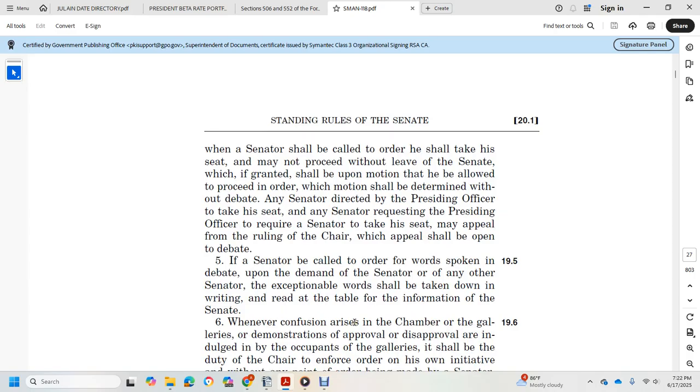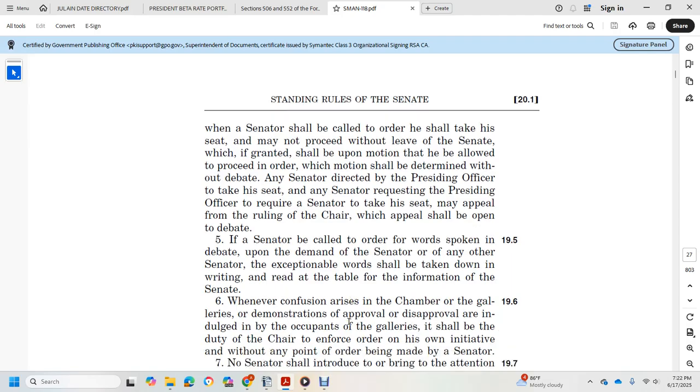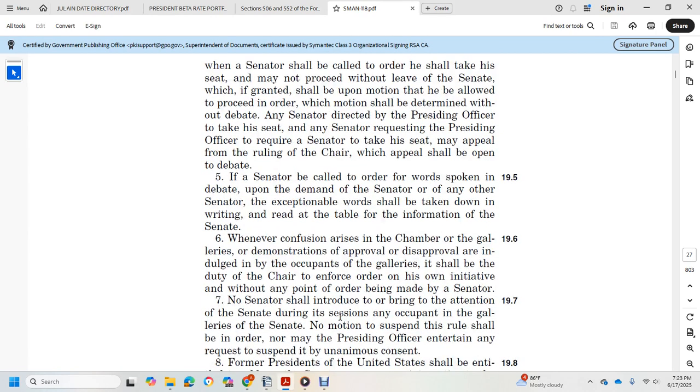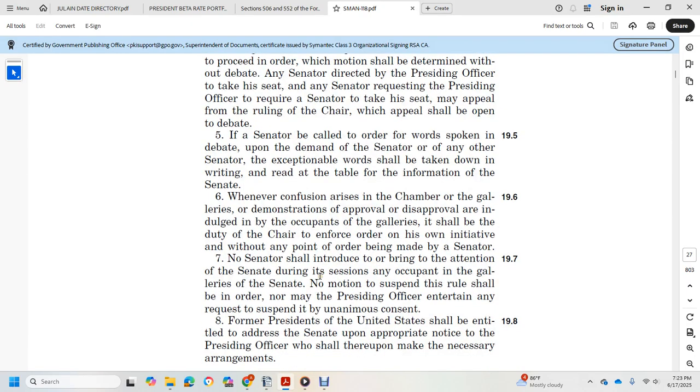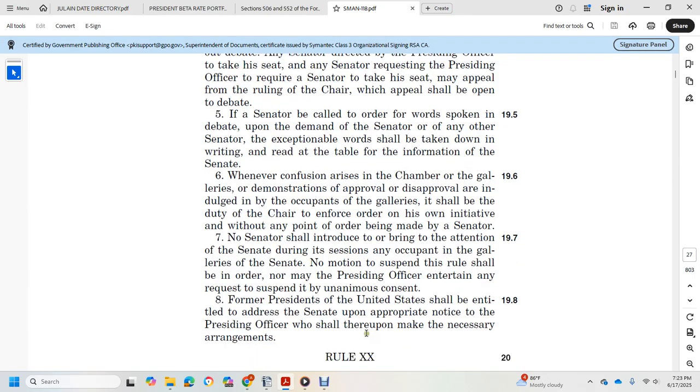Whenever confusion arises in the chamber or in the galleries, or demonstrations of approval or disapproval are indulged in by the occupants of the galleries, it shall be the duty of the chair to enforce order on his own initiative without any point of order being made by a senator. No senator shall introduce or bring to the attention of the Senate during session any occupant of the galleries of the Senate. No motion to suspend this rule shall be in order, nor may the presiding officer entertain any request to suspend it by unanimous consent. Former presidents of the United States shall be entitled to address the Senate upon appropriate notice to the presiding officer, who shall thereupon make the necessary arrangements.